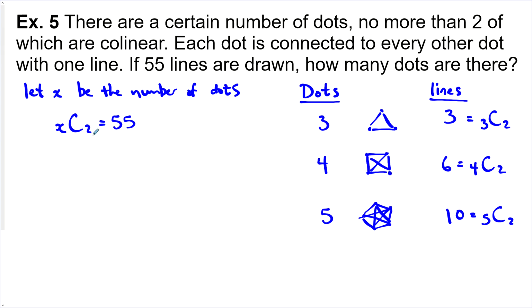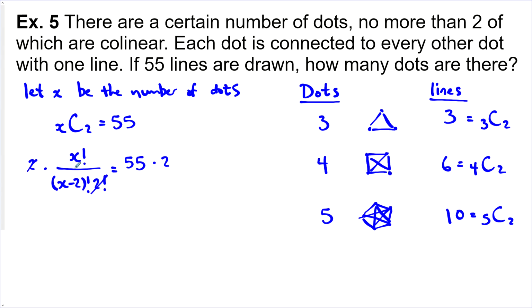Now break this down into its formula. We have x factorial over x minus 2 factorial times 2 factorial is equal to 55. Now the first thing we can do is get rid of the 2 factorial because it's just equal to 2. So I can multiply both sides by 2 and get rid of that.